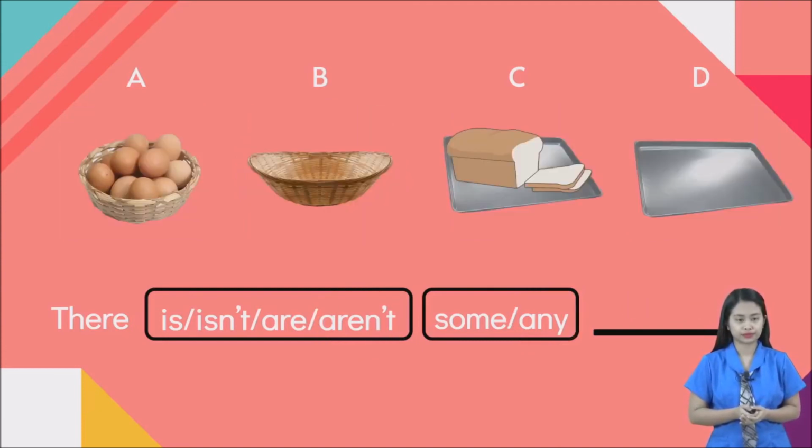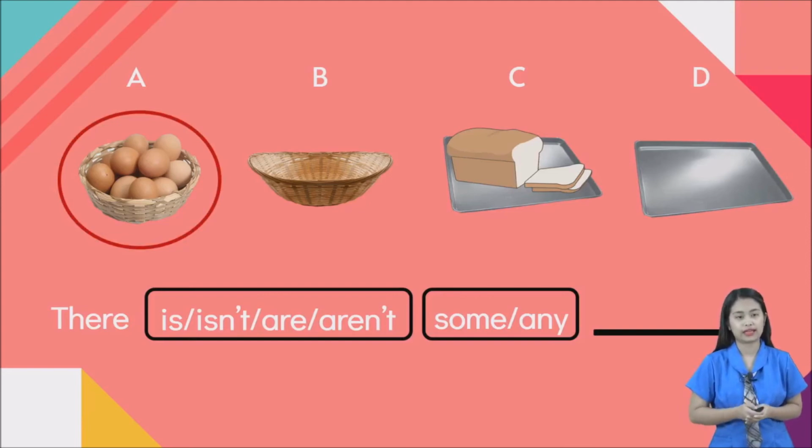Next, here we are going to choose the eggs, the basket of eggs. So there blank, is, isn't, are, or aren't. So the answer is are, because they are plural. Next is some, because they are plural again. And there are some eggs.